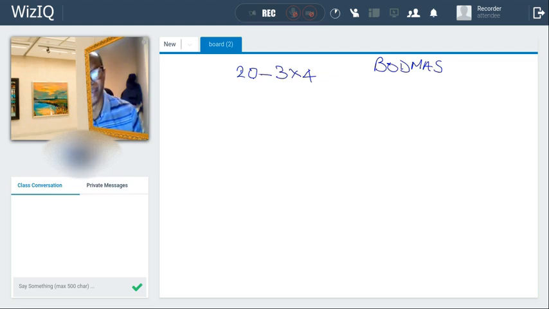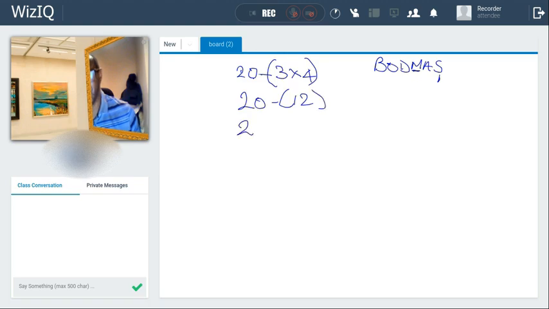Okay, so subtraction comes last, which means we need to do multiplication first. So you can put these brackets. That's why brackets are very useful. When you put a bracket, it means you need to work inside the bracket first. So we need to multiply this first. Then it's going to be 20 minus, then 3 times 4, 12. And then next, we're going to remove the brackets. So 20 minus 12.